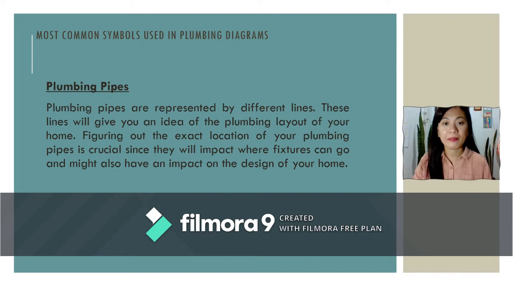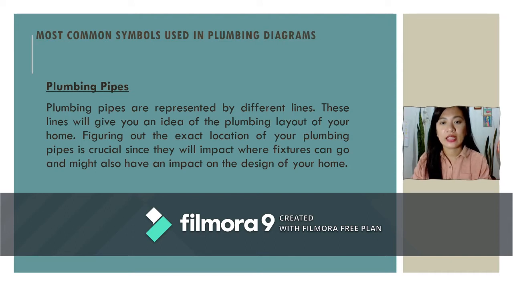First is plumbing pipes. Plumbing pipes are represented by different lines, and these lines will give you the idea of the plumbing layout of your home. Figuring out the exact location of your plumbing pipes is crucial since they will impact where fixtures can go and might also have an impact on the design of your home.